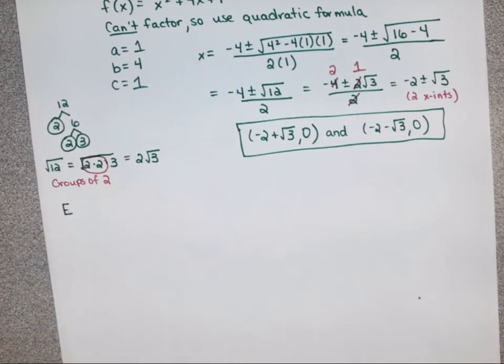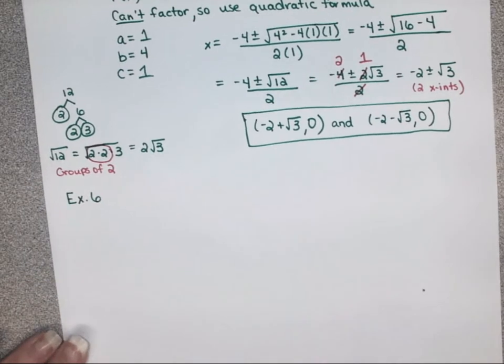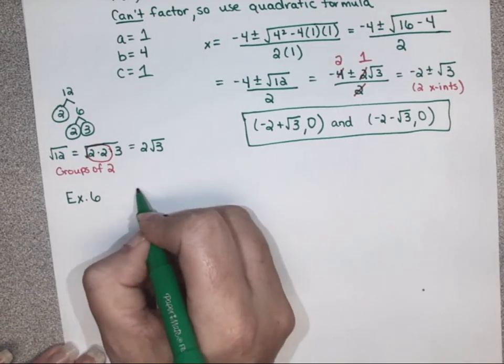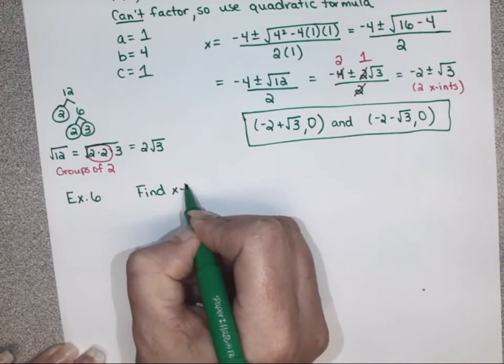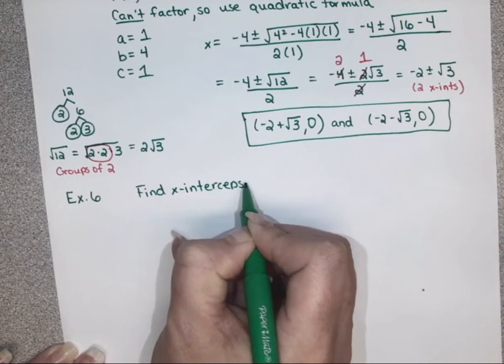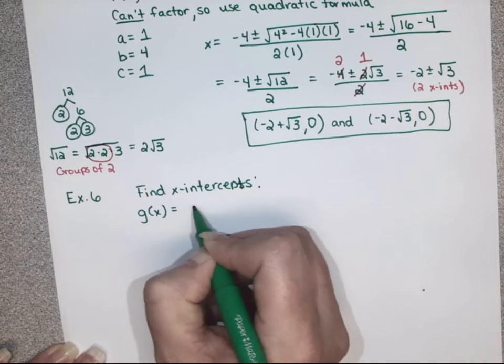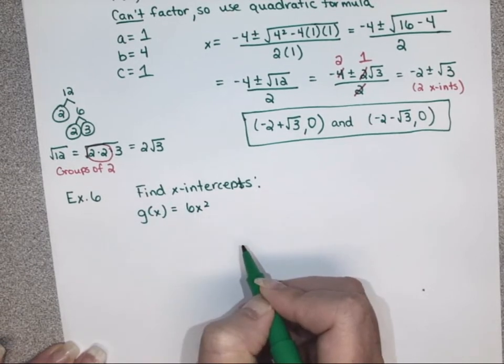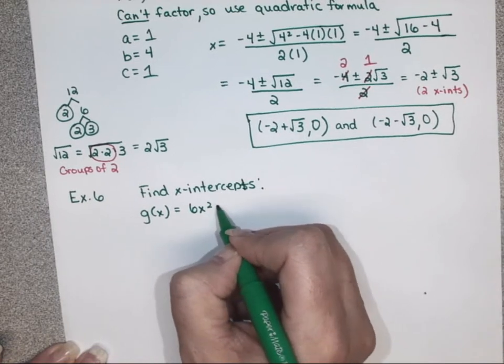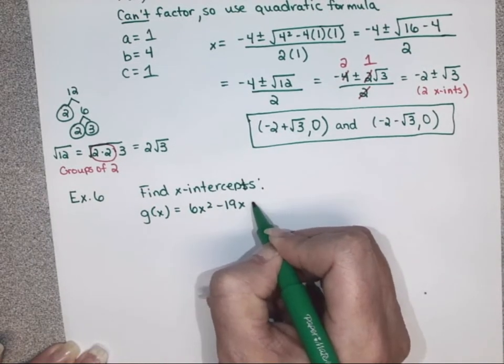Okay, so let's do a couple more, and I'm not going to tell you whether or not factoring works. You're just going to have to try to figure it out. So let's say I wanted you to find the x-intercepts of the following. Let's say it was 6x squared minus 19x minus 7.